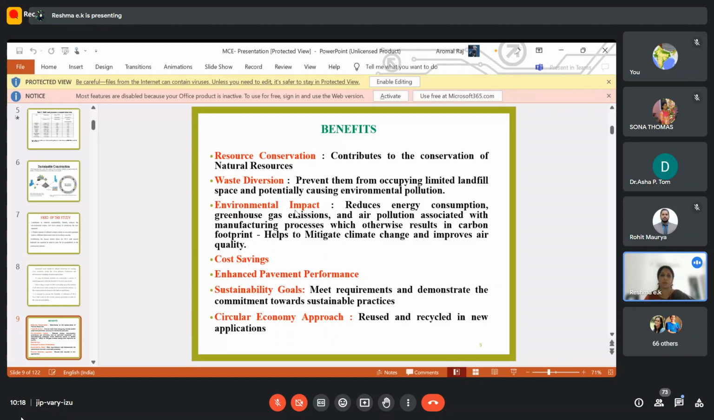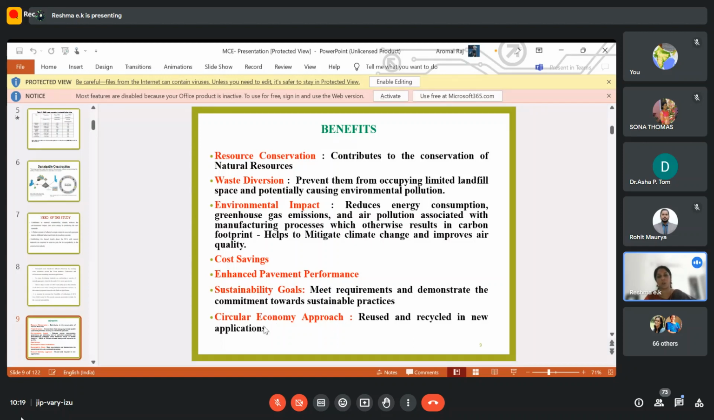Environmental impact, to an extent cost savings, because I cannot say it saves money in terms of money, because we are more concentrating on sustainability than cost. Because cost wise, if you say in future, even the cost may increase for recycled concrete aggregate also. So I've done cost analysis also, just to show you how much it is getting saved. More than that, we are concentrating on sustainability goals. And we need to talk about circular economy approach also.